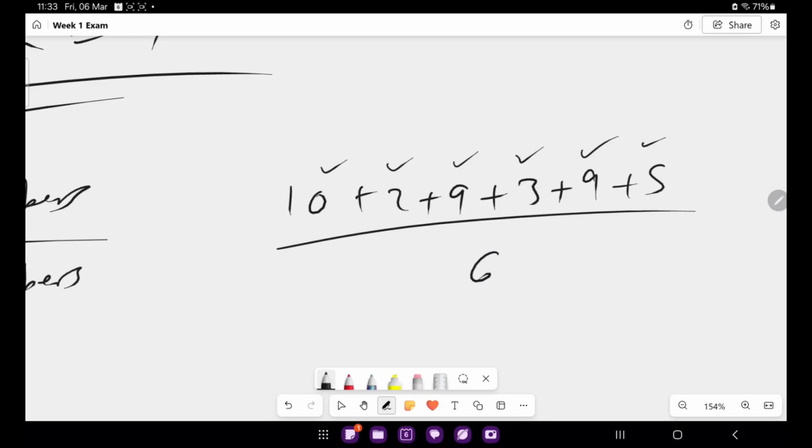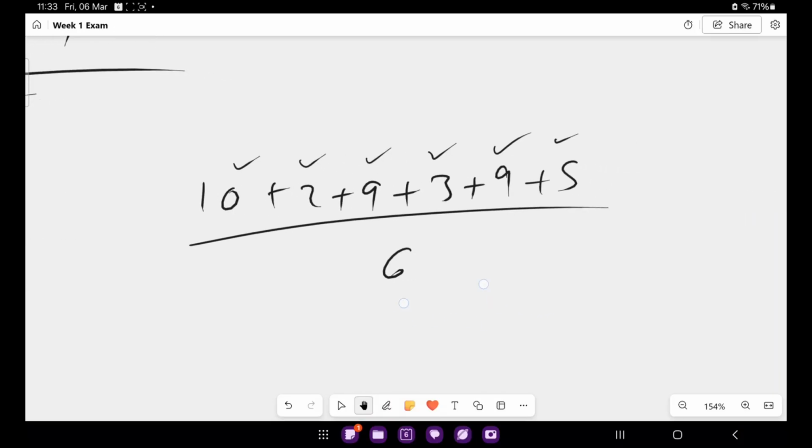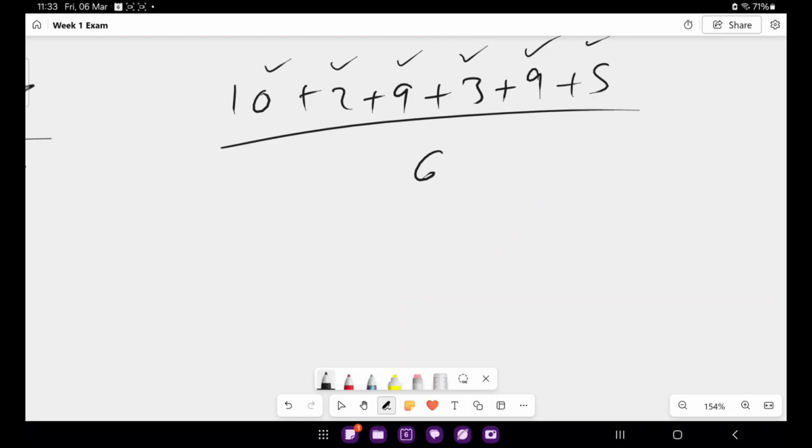So now, since this is a paper 1 question, we are not allowed to use a calculator. So I would say 10 plus 2, we get 12, plus 9, I get 21, plus 3, I get 24, plus 9, I get 33, plus 5, I get 38. 38 divided by 6, what do we get? 6 into 6, 1. 6 into 38, we get 6, 36, remainder 2.